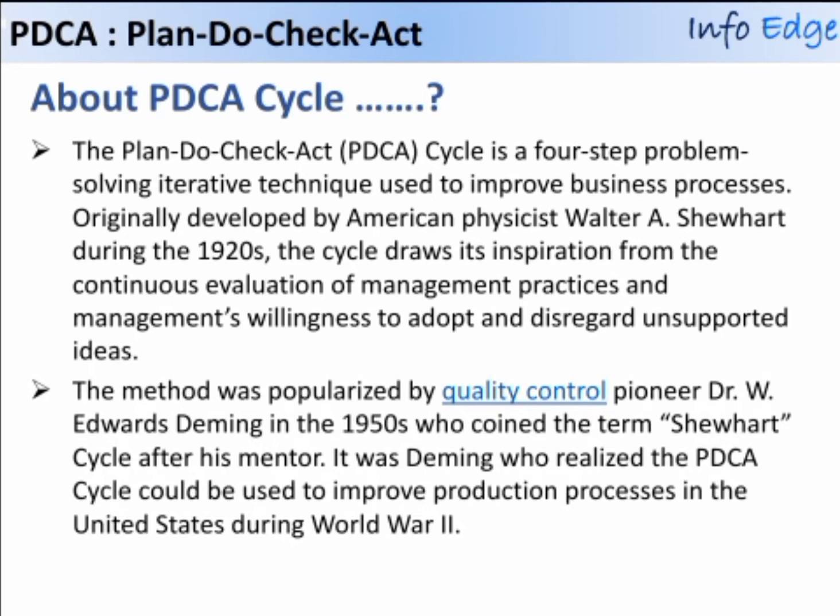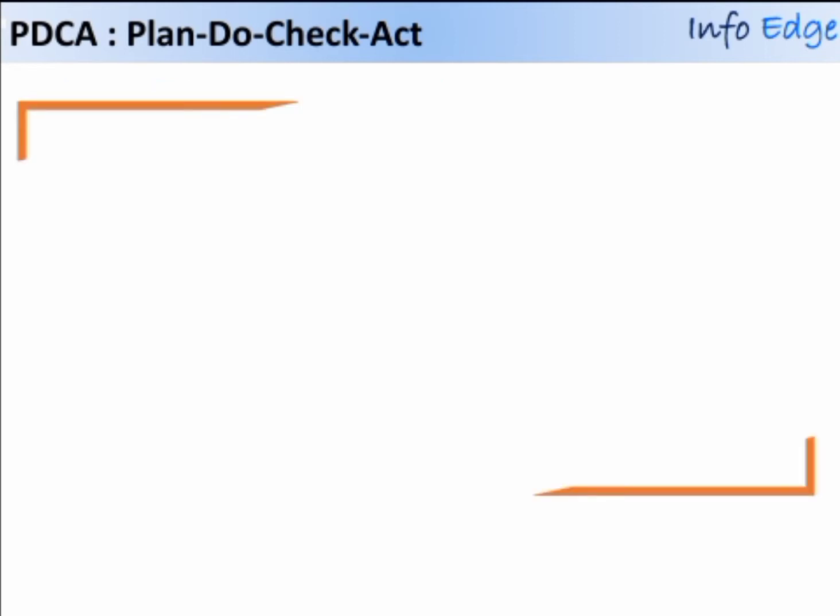The method was popularized by quality control pioneer Dr. W. Edwards Deming in the 1950s, who coined the term Shewhart cycle after his mentor. It was Deming who realized the PDCA cycle could be used to continuously improve production processes in the United States during World War II.